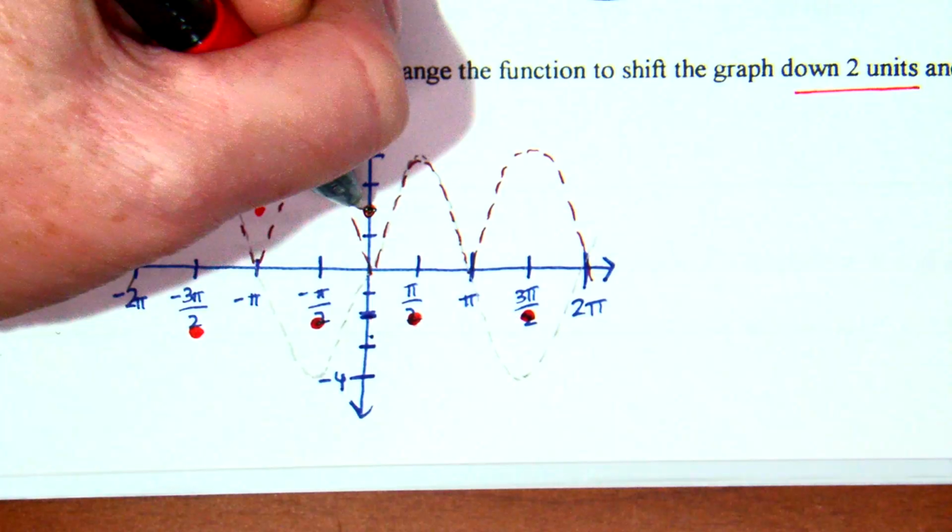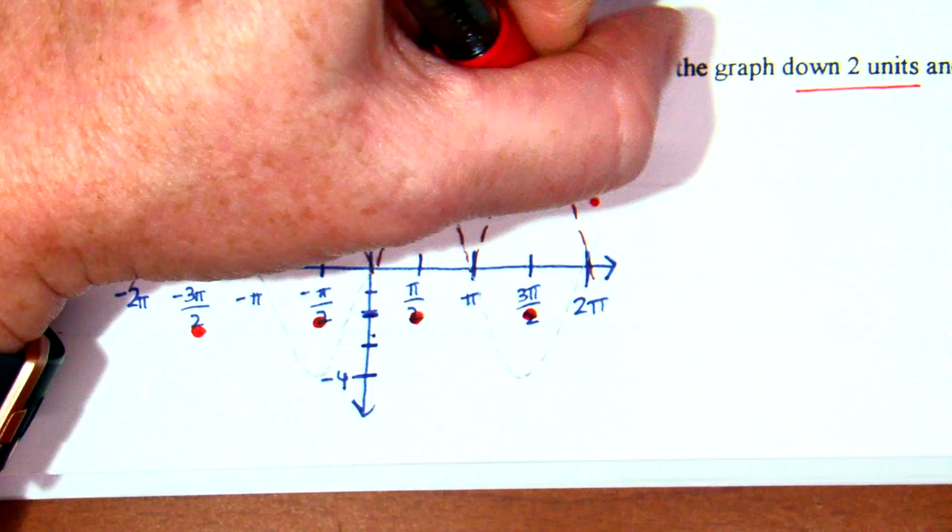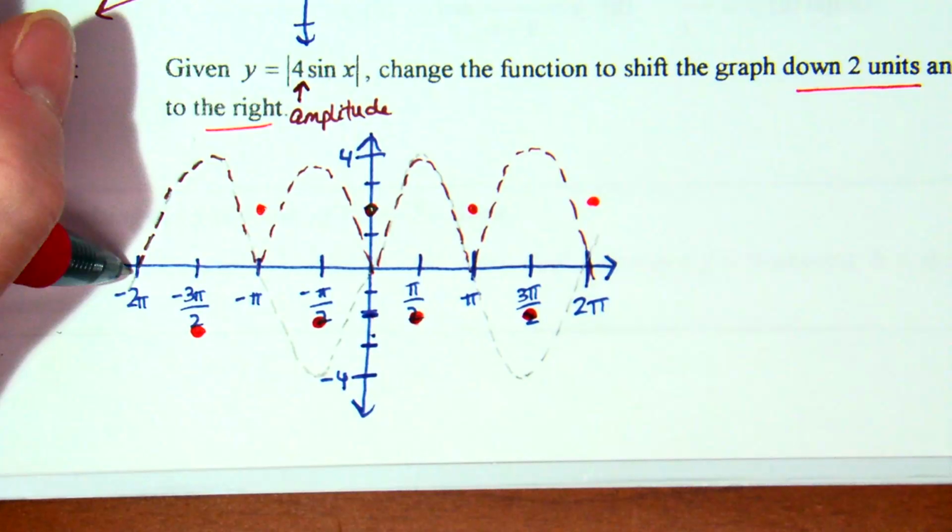And technically, there's one I don't have here because we didn't have anything to shift. What's going to be happening at negative 2 pi? If you follow the pattern, there'd be a point 2 up, yes? Can you connect these?